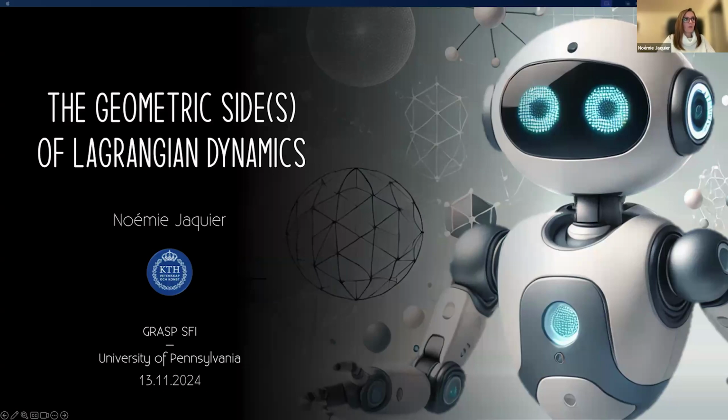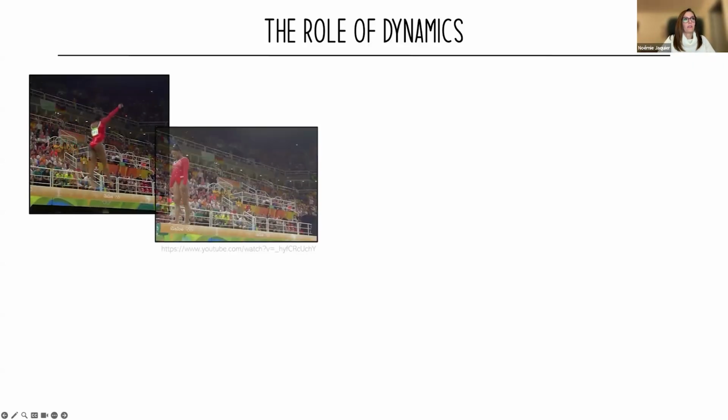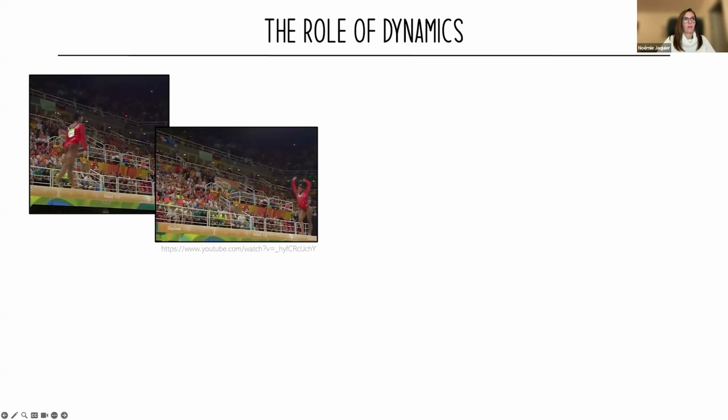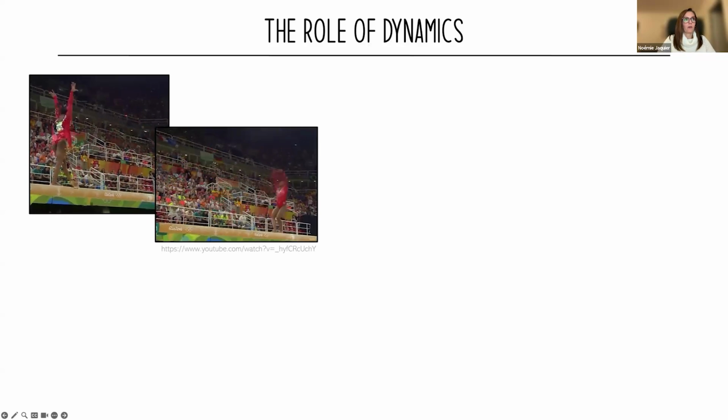So today I would like to talk to you a little bit about different geometric sites of Lagrangian dynamics. First of all, a little bit about the role of dynamics in robotics. As you can see, humans are naturally able to generate skillful dynamic motion. This is a little bit of an extreme, but generally we are able to have an intuition of what we can dynamically do. And we can then use it to basically move our body.